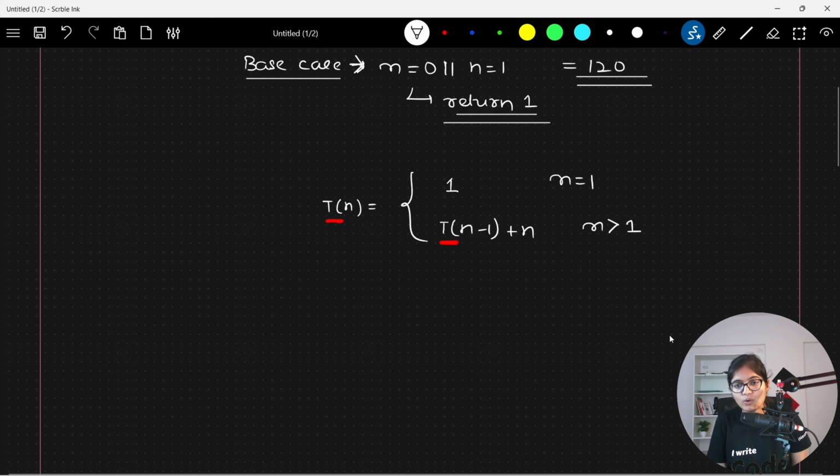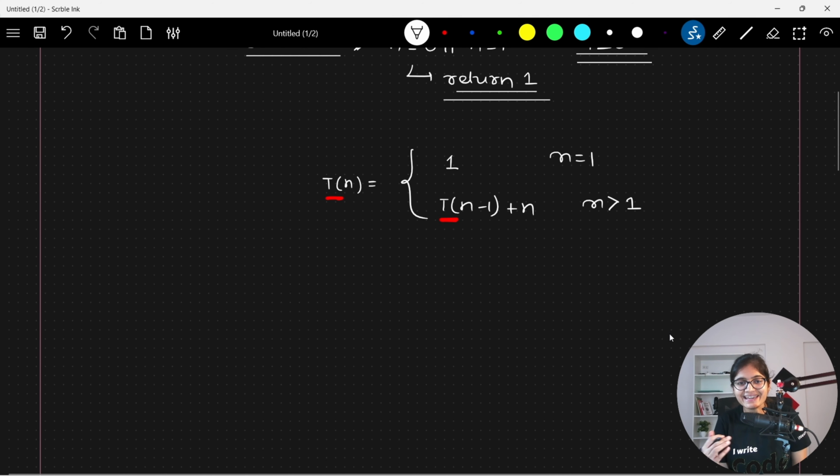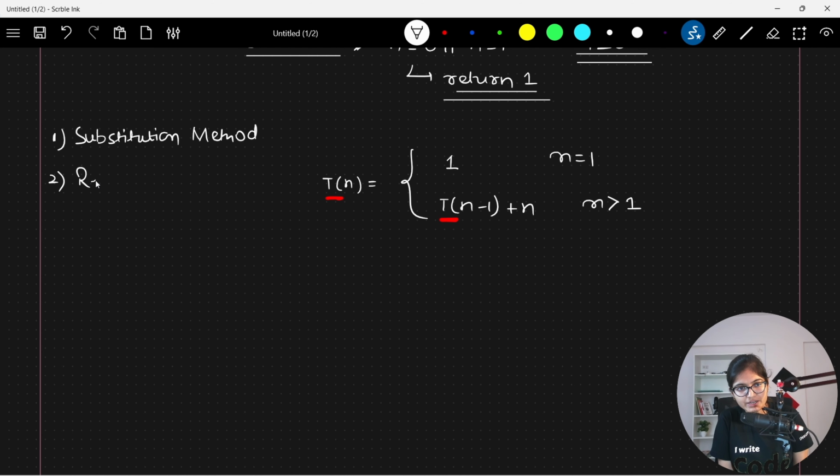Okay? Now, we can solve any kind of recurrence relation using mainly 3 methods. One is called the substitution method. Okay? One is called the recursive tree approach.